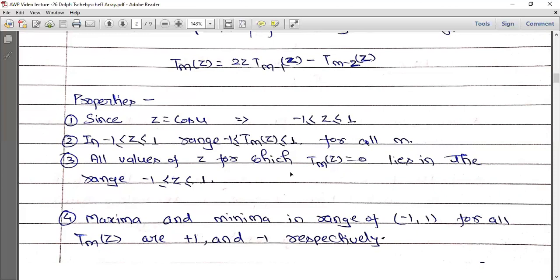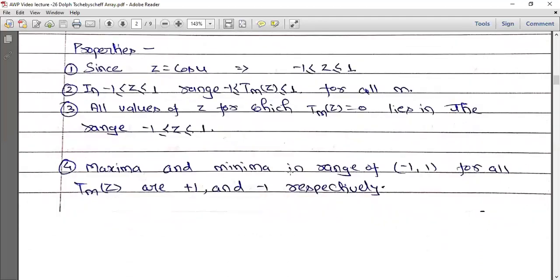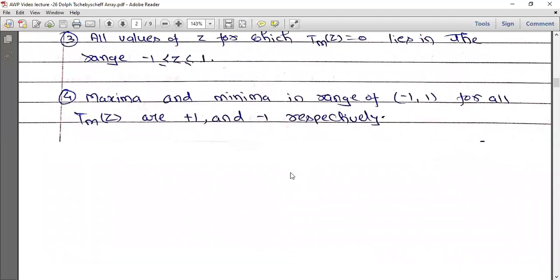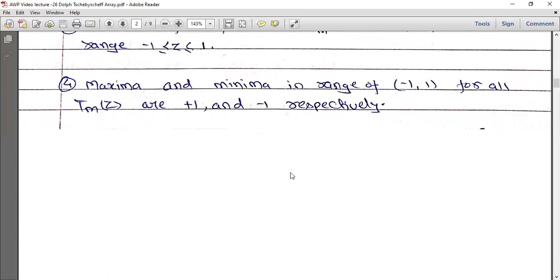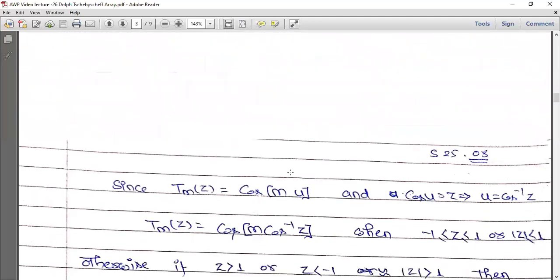When you plot the function, what you find is very interesting. The functions are achieving their maxima and minima at Tm(z) equal to minus 1 and plus 1. So that's an important result. If you go to your books and try to understand the Chebyshev polynomial, you will find the figures or the plot of the Chebyshev polynomial.